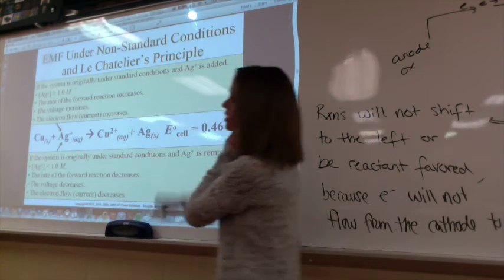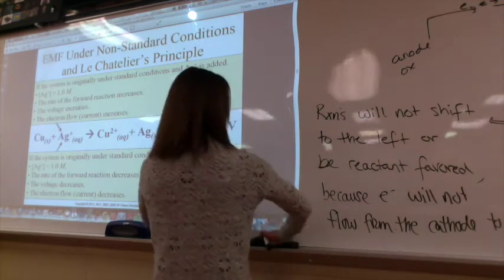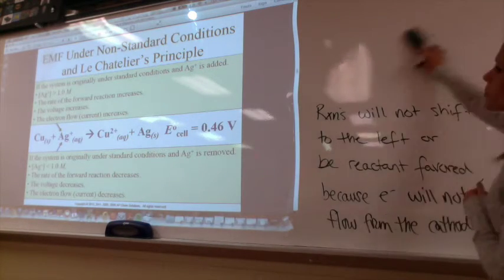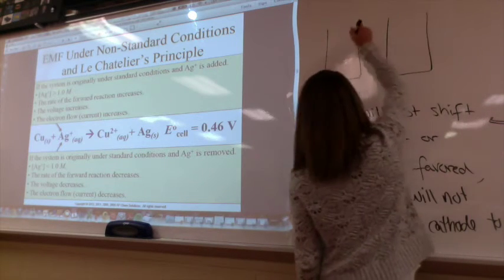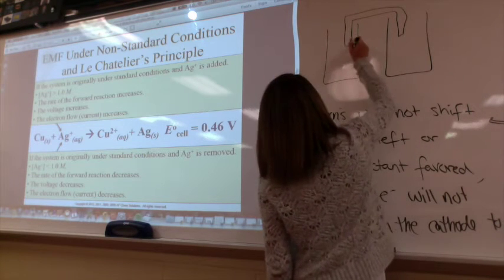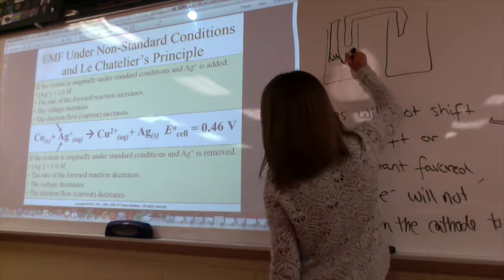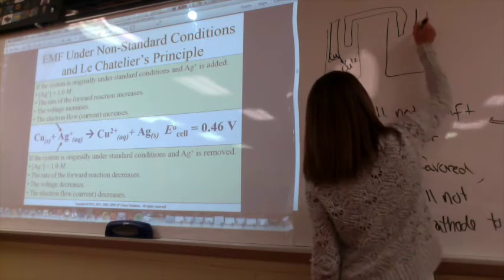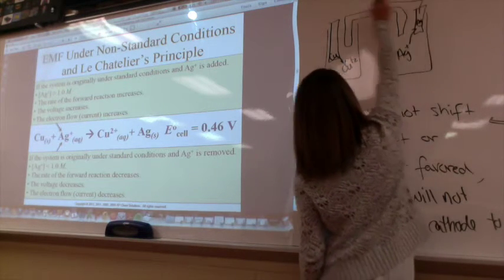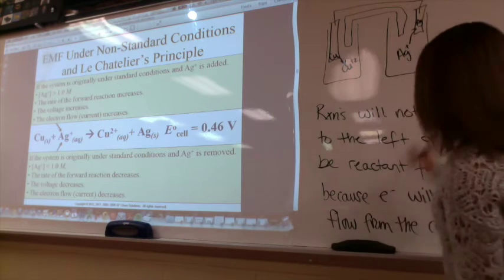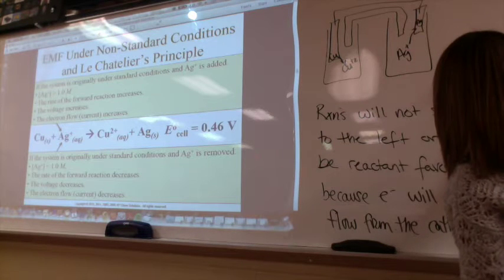If the system is originally under standard conditions and silver is added. So here's my reaction. I think I want to draw this for you because it helps. Maybe you should draw it for yourself. So we have a salt bridge. Really poor salt bridge here. And we have, let's say this is copper, and it's going to copper +2. And then here's my other electrode, and I have silver, and it's going to solid silver, and then they're clamped together. And then my voltage here is a positive 0.46 volts. I should write E cell.